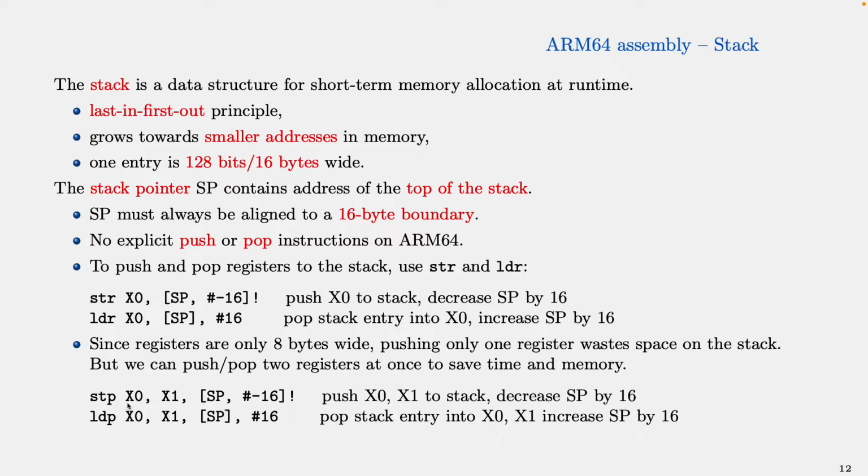And it would be written like this: store pair x0 and x1 to SP decreased by 16. And the pop would be load pair x0, x1. So we take 16 bytes off the stack, write the first, so the lower 8 bytes to x0 and the higher 8 bytes to x1. And afterwards increase the stack pointer by 16.